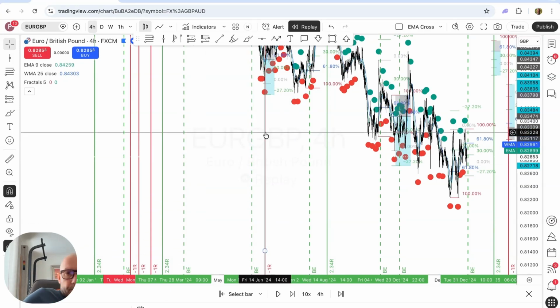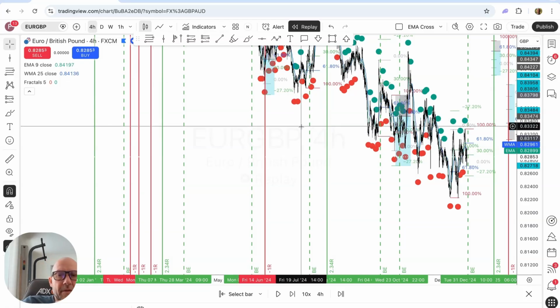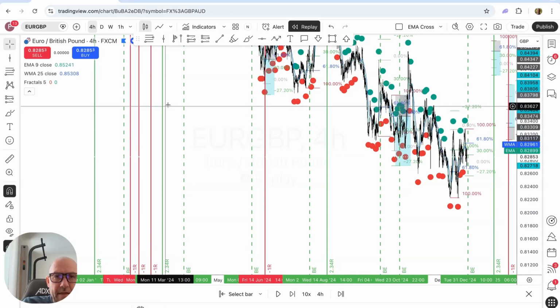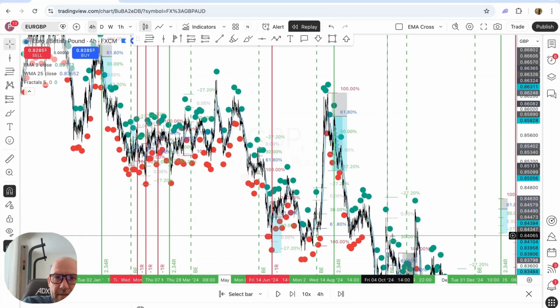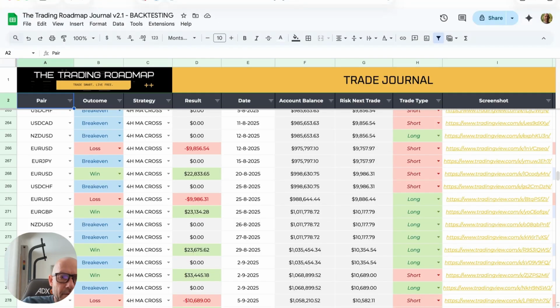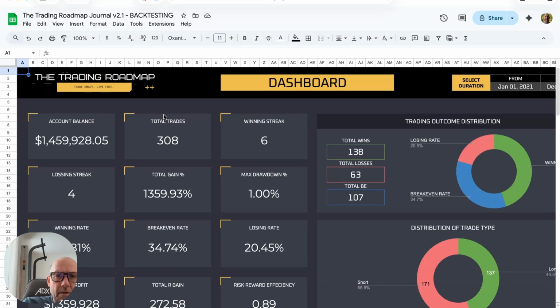Again, in a live environment, there might be a couple more trades. There might be some that we've missed, but that's basically what I do in my backtesting. What I'll do now is take all of this data, put it in my spreadsheet, and then that adds to the data that I've already got in here. As you can see, we've got 308 trades in there at the moment. Obviously, we'll add those in.